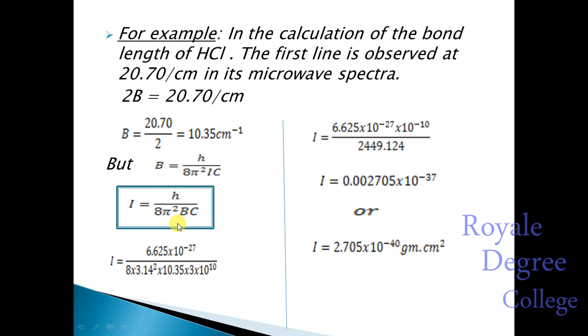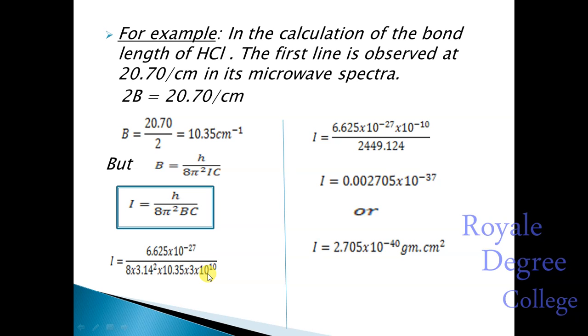Now we are substituting the values. I equal to h value, h is the Planck's constant, 6.625 into 10 to the power minus 27, divided by 8 into pi square, pi value is 3.14, so 3.14 square, into B value we have just calculated. How much? 10.35, into C, the velocity of light. Its value is 3 into 10 to the power 10. Now in the next step, this 10 to the power 10 we are bringing to the upper side.